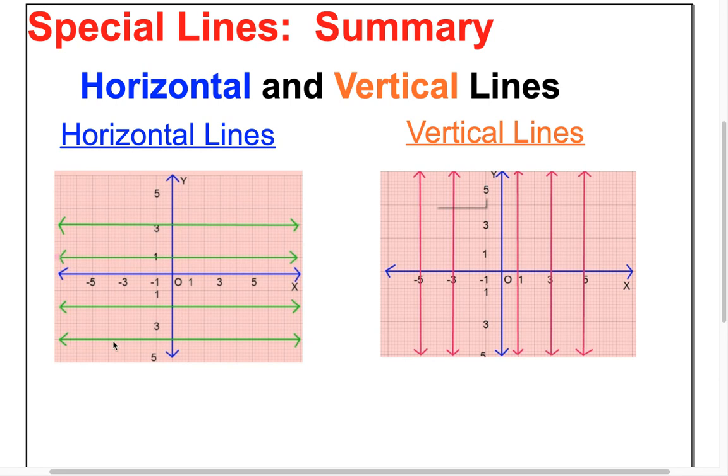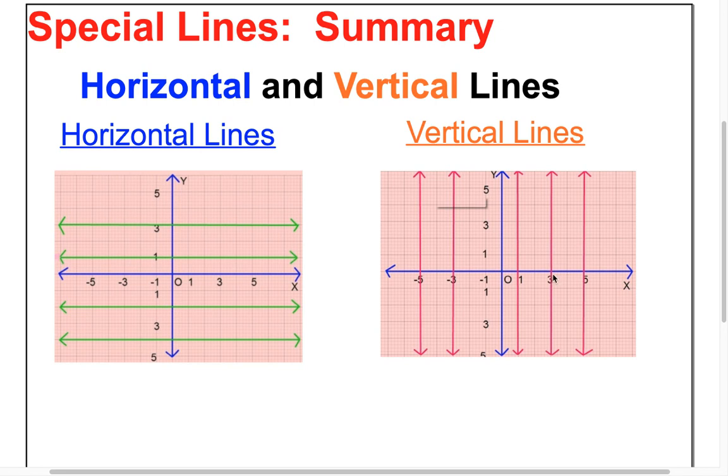So it's got a slope of 0, a rise of 0 over 1, and it's in the form y equals a number. Vertical lines are going to be in the form x equals a number. So this would be x equals -5, x equals -3, x equals 1, x equals 3, x equals 5. The slopes are undefined because it's got a rise, but it doesn't have a run, and you can never have 0 at the bottom of a fraction. So we've got undefined slopes for all these.